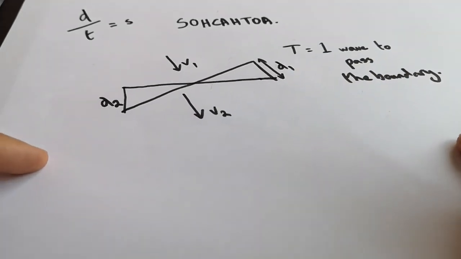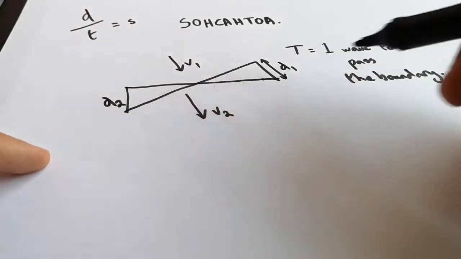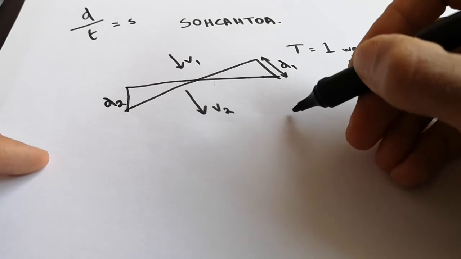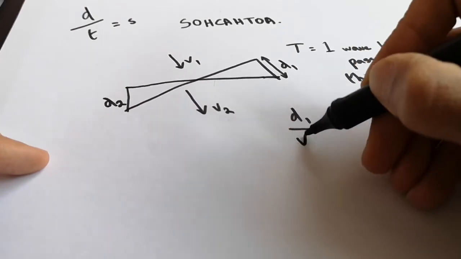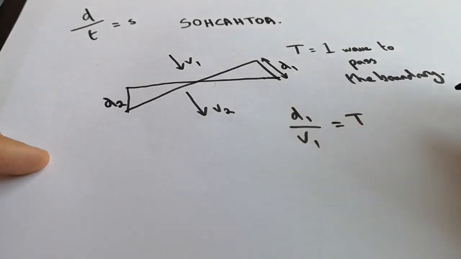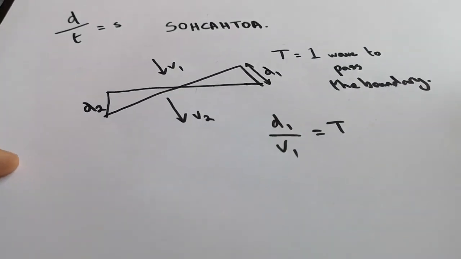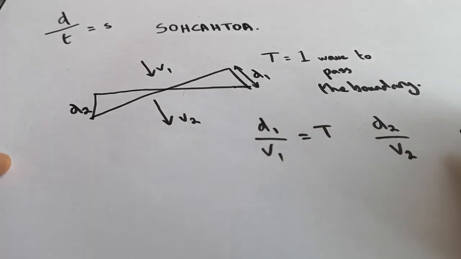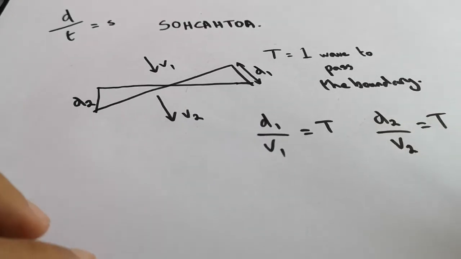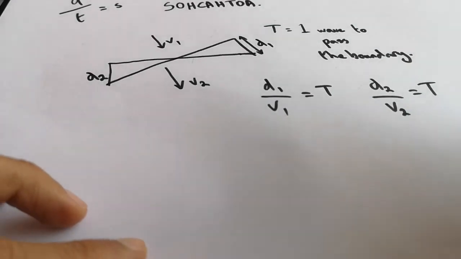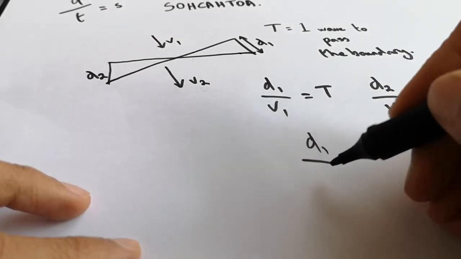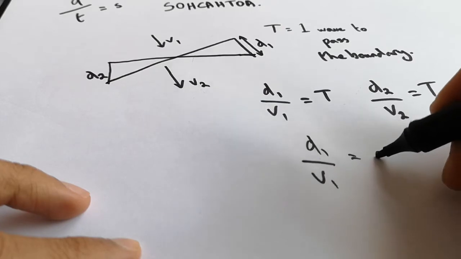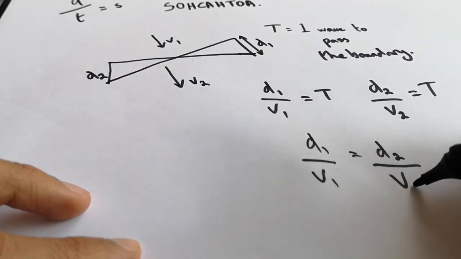Well, the first thing that we can take is a very straightforward idea, and you can already see where this is going, that the value of d1 over v1 will give us the time. And we also know that d2 over v2 is also going to give us the same time because we're talking about the same wave. Therefore, based on this ideology, d1 over v1 is equal to d2 over v2.